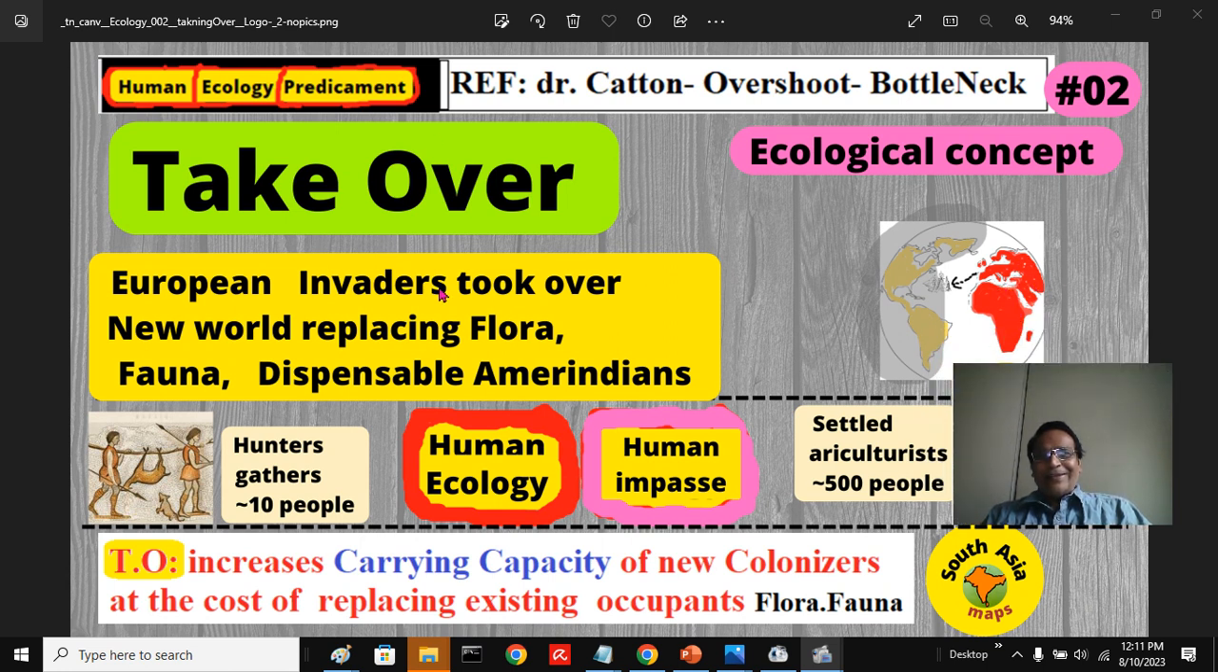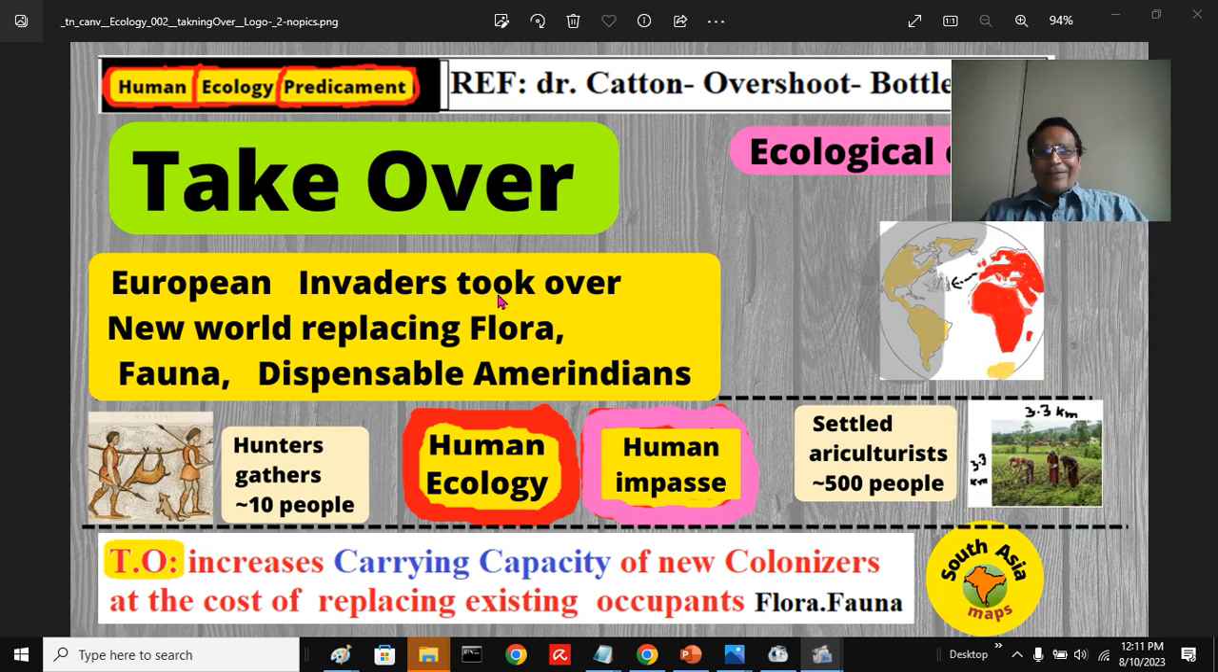So that's the world. Europeans took, that is the takeover. European invaders took over the new world. They replaced the flora and fauna, and dispensable Amerindians. So this is a great advantage.